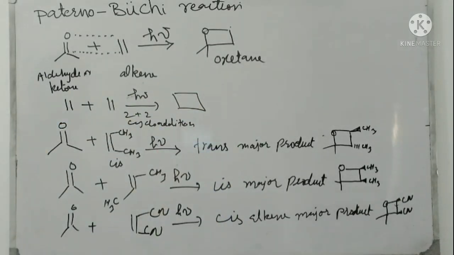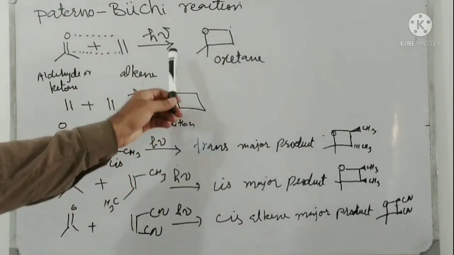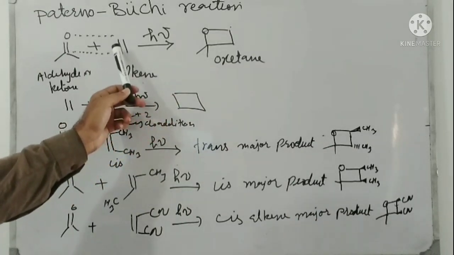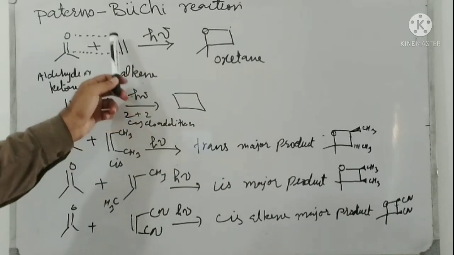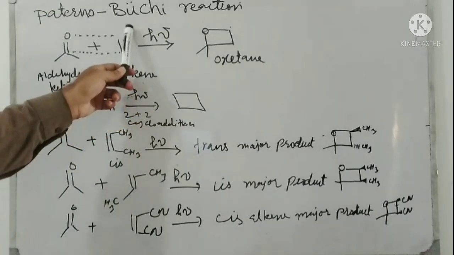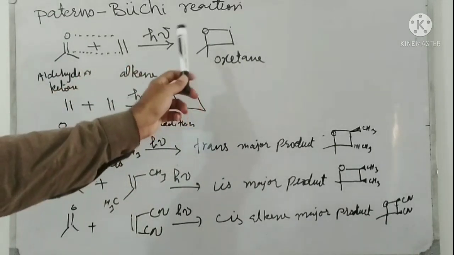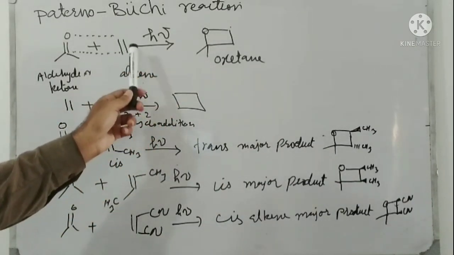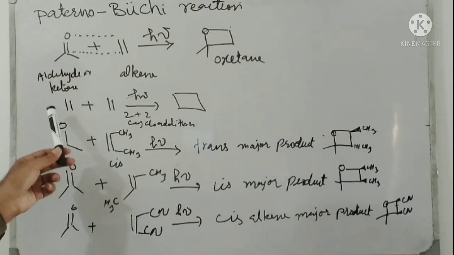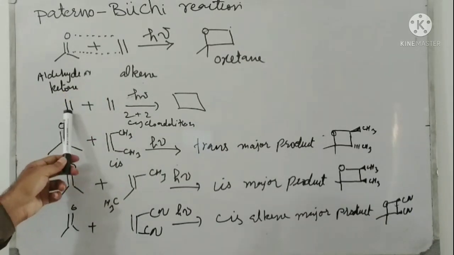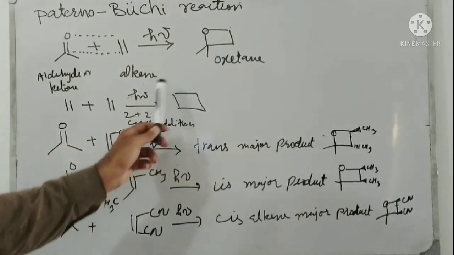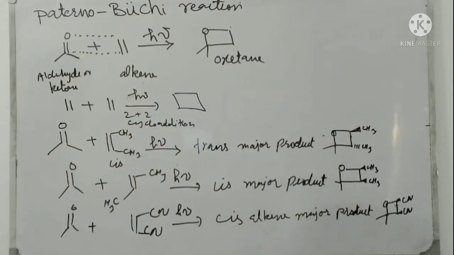Oxetane is formed. This is a simple case, when the alkene is a simple alkene like ethene. But when substituents are involved, then the products are different. We will discuss it later in detail, when substituents are attached here. This reaction is very similar to the 2+2 cycloaddition of alkenes to form the cyclobutane type product.